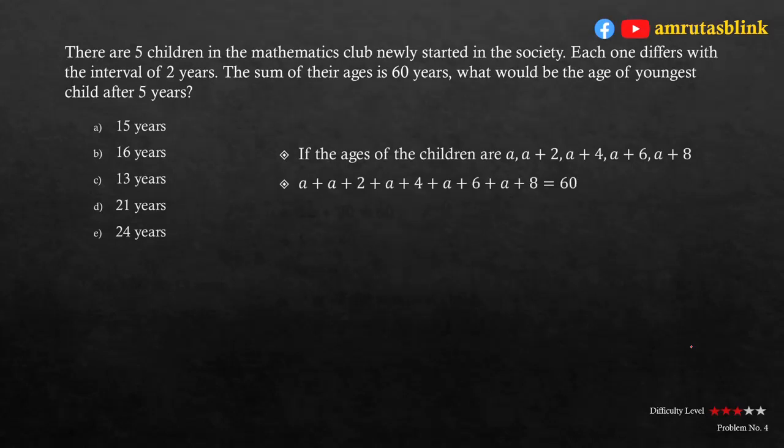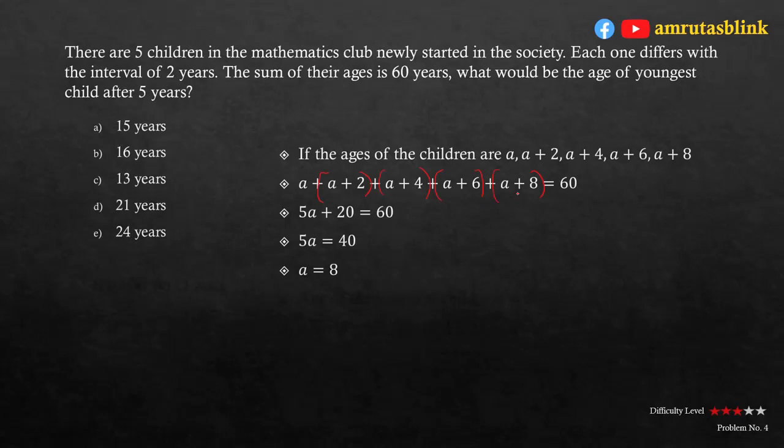Now, the sum of their ages is given as 60 years. Hence, A plus 2 plus A plus 4 plus A plus 6 plus A plus 8 is equal to 60, that is 5A plus 20 is equal to 60. So, 5A is equal to 40 and A is equal to 8. Now you have got the value of A. So, the ages of all these 5 children must be 8, 10, 12, 14 and 16.